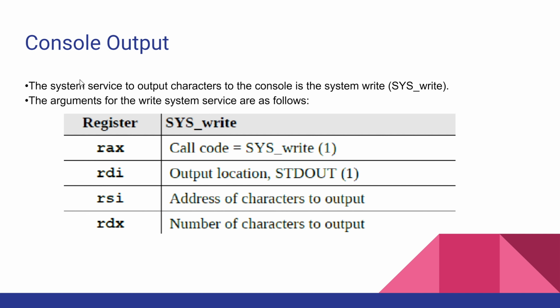Console output. The system service to output characters to the console is the system sys_write. The arguments for the write system service are as follows: RAX, call code equals sys_write; RDI, output location, stdout, 1; RSI, the address of characters to output; RDX, the number of characters to output.